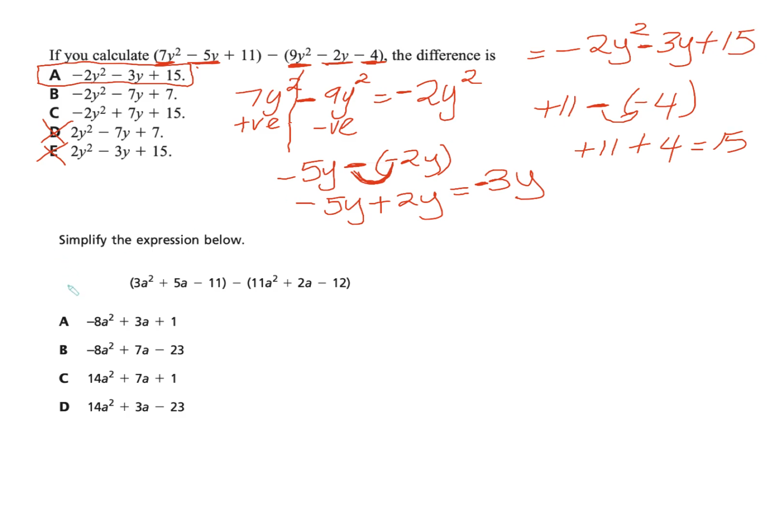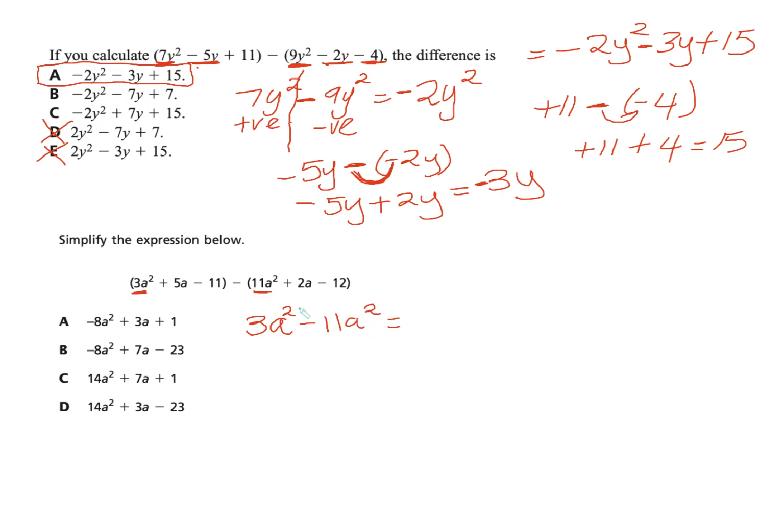Last one. Simplify the expression below. 3a squared plus 5a minus 11, subtract 11a squared plus 2a minus 12. Let's look for our like terms. For the a squares, it's the 3 and the 11. So I have 3a squared minus 11a squared.